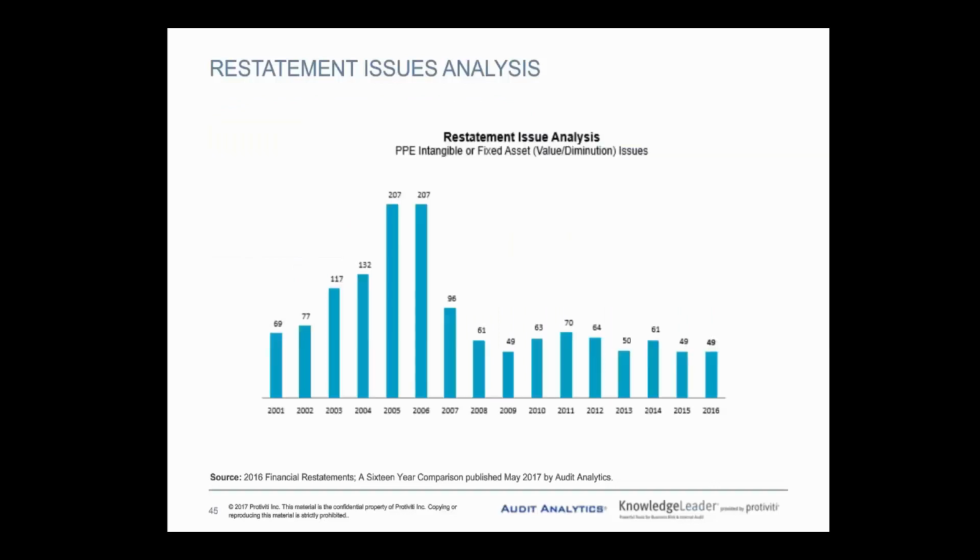The last one I wanted to look at here was PPE, intangible or fixed asset issues. Basically this deals with identifying errors or irregularities either in calculation approach that have taken place in the recording of assets, goodwills, intangibles, contra liabilities that are required to be evaluated or assessed for diminution on a periodic basis. So you can see, again, looking at these right here, the peaks are where you expect them to be, 2005, 2006, and it's come down substantially, only down to 49 restatements having this issue in 2016.